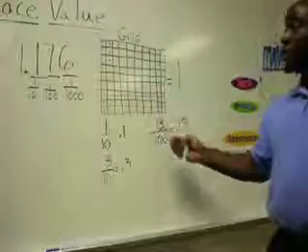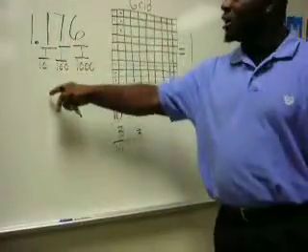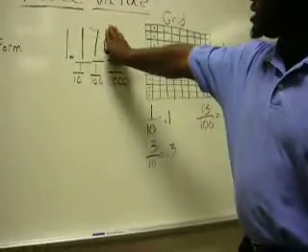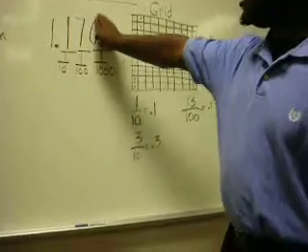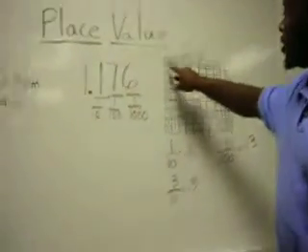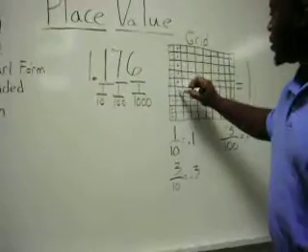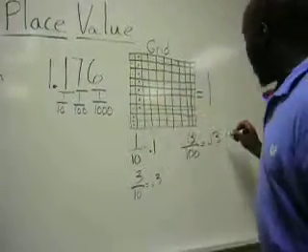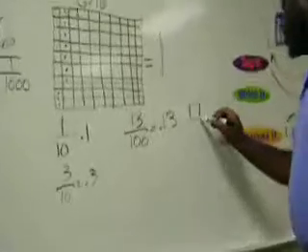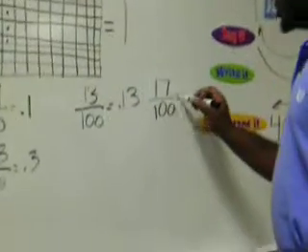Okay? And we can use any number to put into this hundreds grid to show what this value would be. For instance, I can see that that's 17 hundredths. So I can shade in 10 here, and then 7 here. And that would show 17 over 100.